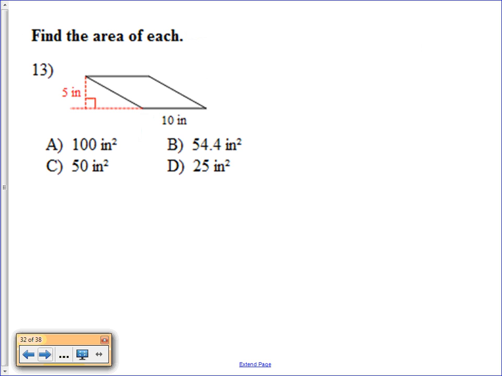So that takes us to 13. 13 is a what? What is that object? Thank you. Very good. So it's base times height. So 5 times 10. C.